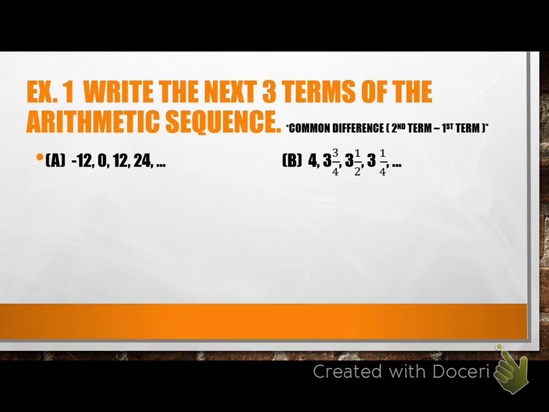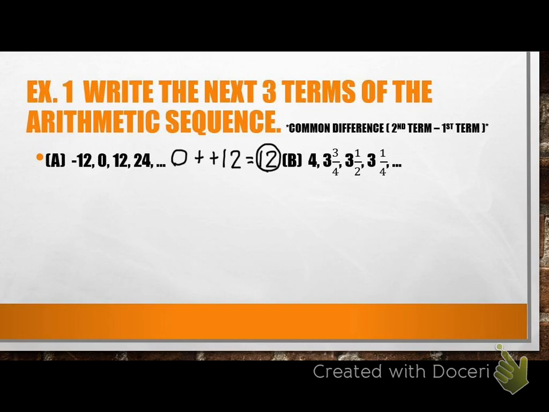So let's look at letter A. The list they gave us is negative 12, 0, 12, and 24. So we want to find the common difference so that we can find the next 3 numbers. So we're supposed to take the second term. Which number is in the second position or is the second term? 0. So we're going to do 0 minus what is the first term? Negative 12. Now be very careful. It's a negative 12. So what jumps out at us right here? Double negative. The double negative, and they become positive. So 0 plus 12 is 12. So our common difference is 12.